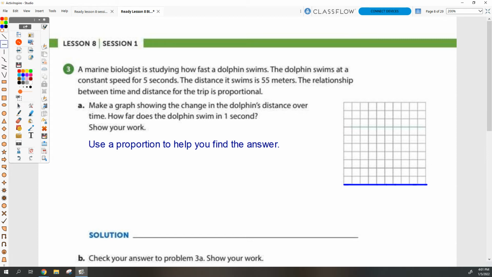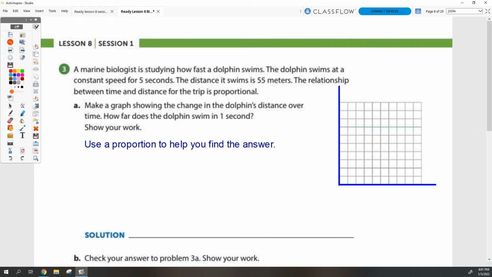This right here is going to be our x-axis. This right here will be our y-axis. So this is y. This is x. And here it says make a graph showing the change in the dolphin's distance over time. How far does the dolphin swim in 1 second? So we want distance over time. Remember, when we do this, it's always y over x.